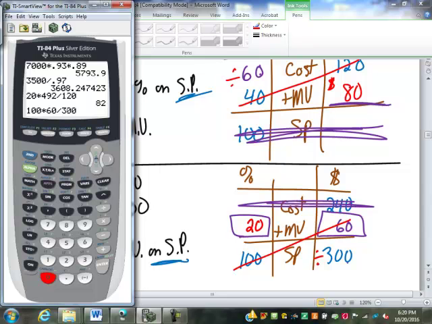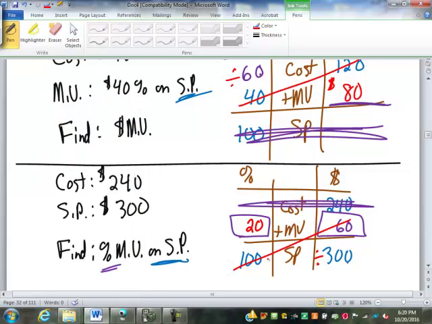I think you divided by the 240. If you divided by 240, it would give you 25. You see it?